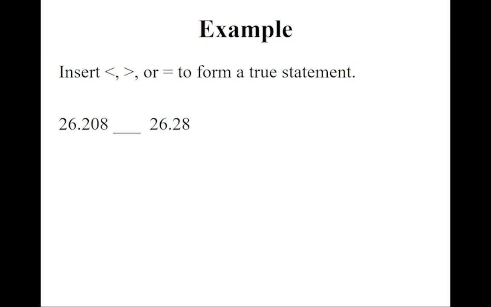We're going to compare 26.208 and 26.28. One of these has 3 digits past the decimal point, 3 decimal places. The other only has 2. So to make sure we're going to be able to compare the whole way, add a 0 to the one that had 2. So 26.28 becomes 26.280.